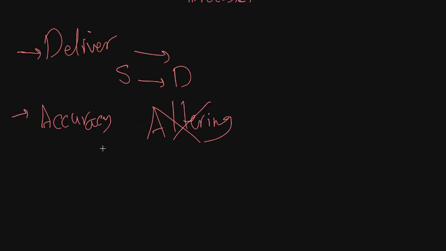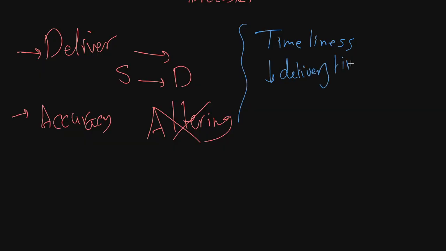Something else we want to talk about is timeliness. I want to make the delivery time as low as possible. And something else I want to decrease is something called the jitter.